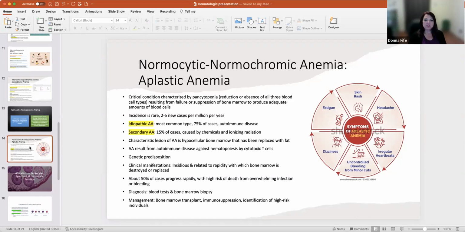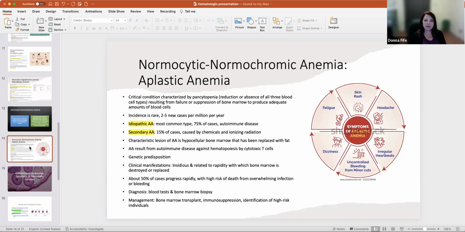This is a critical condition characterized by pancytopenia, or the reduction or absence of all 3 blood cell types. This results from failure or suppression of bone marrow to produce adequate amounts of blood cells. The incidence is rare, with about 2 to 5 new cases per million per year. Idiopathic aplastic anemia is the most common type, accounts for about 75% of the cases, and is considered an autoimmune disease. Secondary aplastic anemia, about 15% of the cases, is caused by chemicals and ionizing radiation.